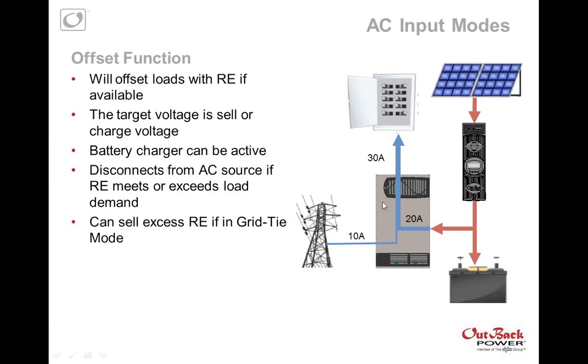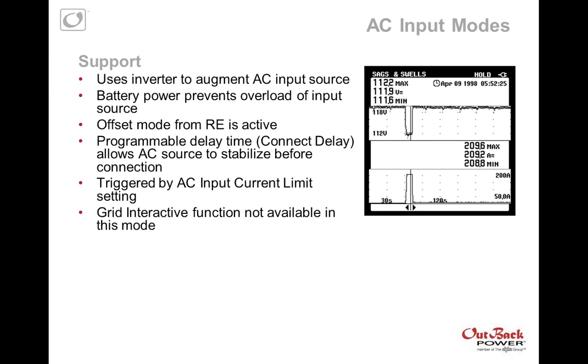So the target voltage is the sell voltage, normally around 52 volts. So it could be charge voltage too. So we can be charging the batteries and pushing renewable energy out to help meet load demand and reduce the amount of energy that's coming from the grid. And it will disconnect from the AC source if the renewable energy meets or exceeds the load demand. So this is really a very nice, very innovative feature in our Radian.